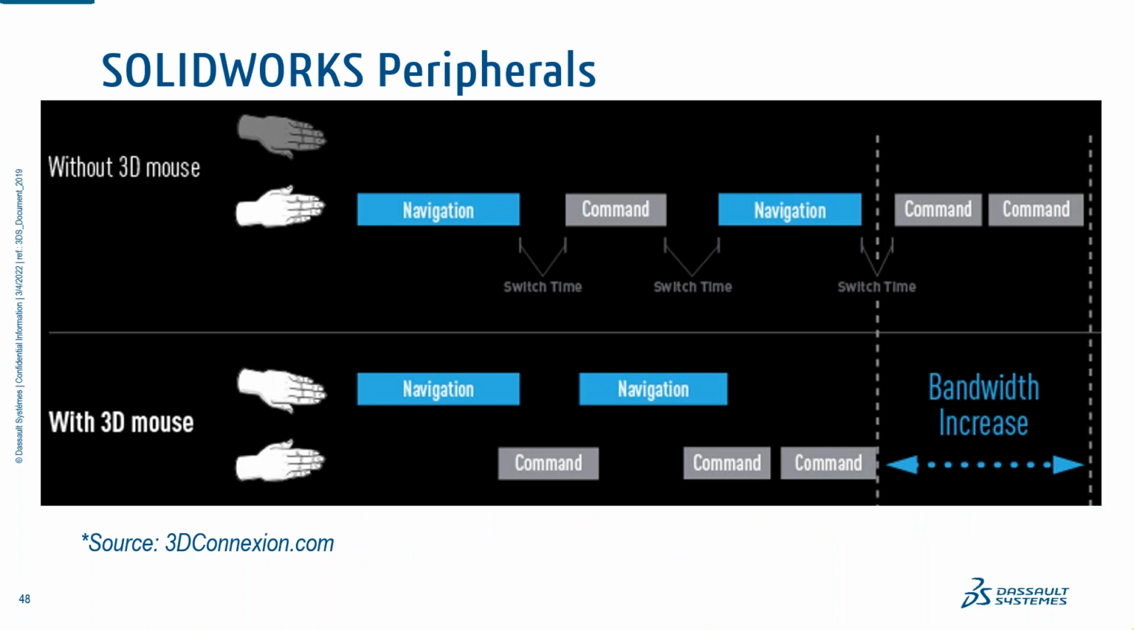As you can see, you've got navigate command with a little bit of a switch time. But with using that 3D mouse, your left hand can be navigating while your right hand is selecting the commands, and it gives you a little bit increased bandwidth usage as far as time.